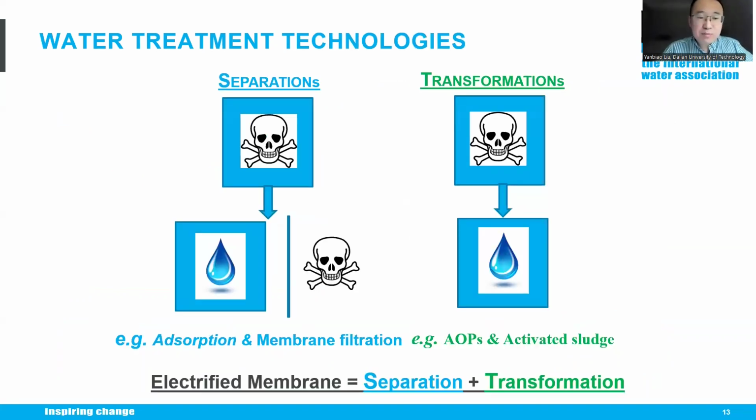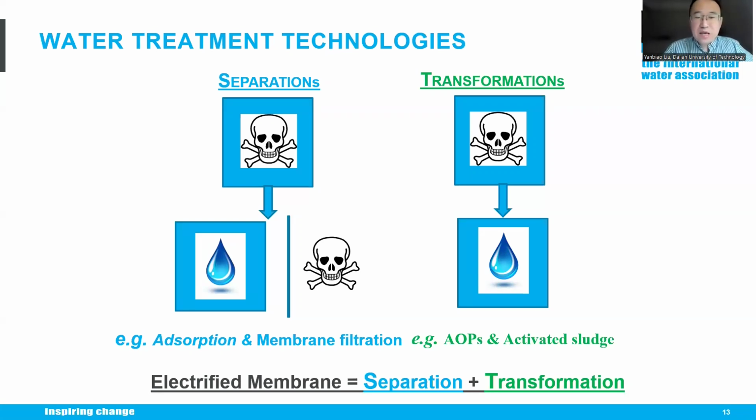There are 2 major types of water treatment technologies. First is based on separation. They can separate pollutants from water, such as adsorption and membrane filtration. The other is based on transformations. They can oxidize pollutants in the water, such as activated sludge and AOPs.